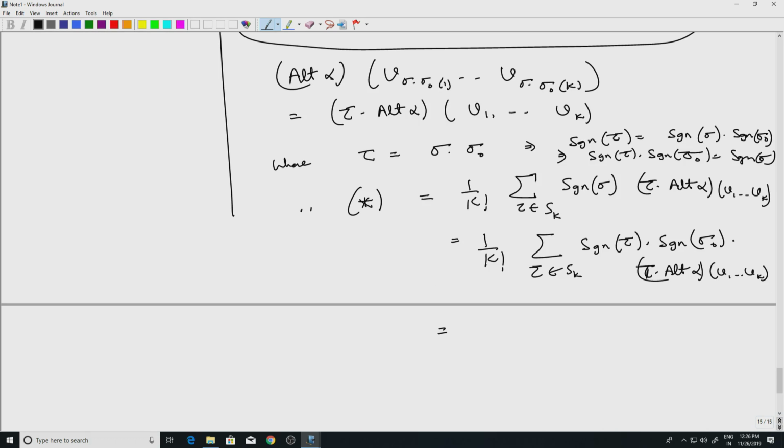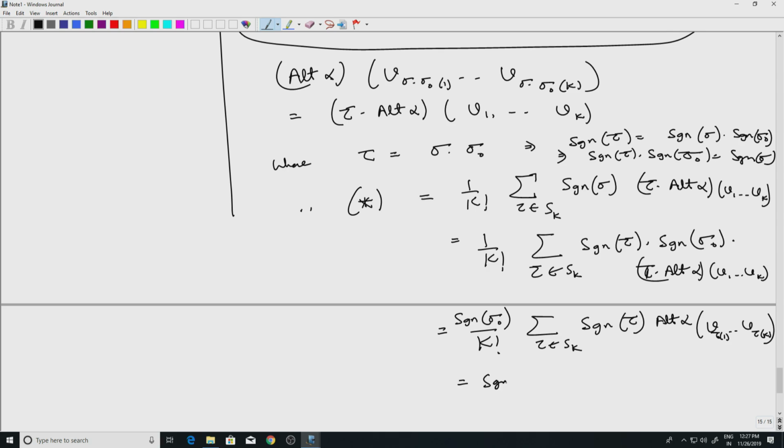Right. So now I can write it as 1 over k factorial. The point is I can get the sign of sigma naught out, that is something which is independent of tau. And then, sum over tau in Sk of sign tau, and then I just write it as alt alpha V tau 1 up to V tau k, where tau varies over all permutations.